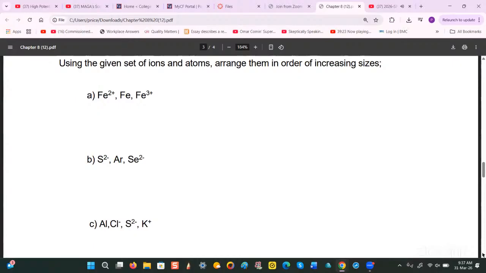I think in your textbook, they're going to have a bit more detail because they talk about the fact that inner shell electrons will repel the outer shell electrons further away from the nucleus. That also adds to the explanation as to why the atomic size increases as you go down the group. So that's as far as atoms are concerned. Going across a period, left to right, the atomic size decreases, and going from top to bottom of any group, the atomic size increases.